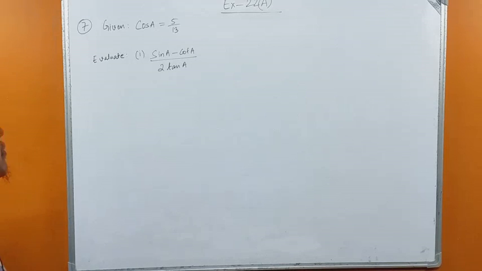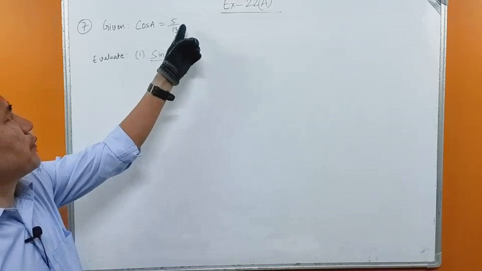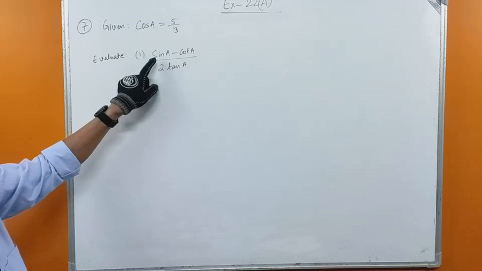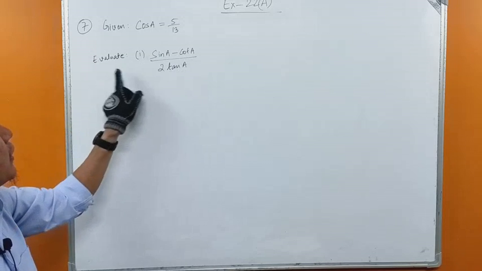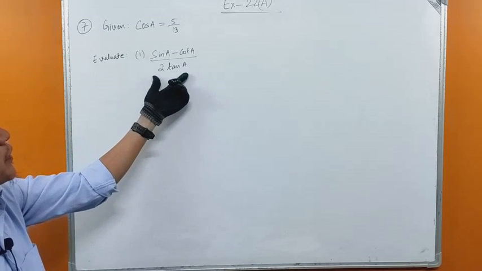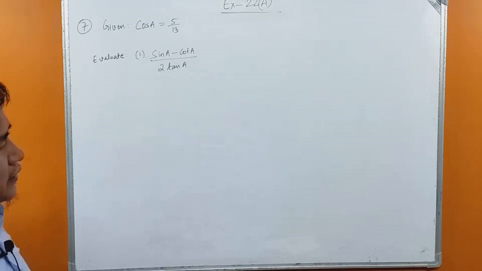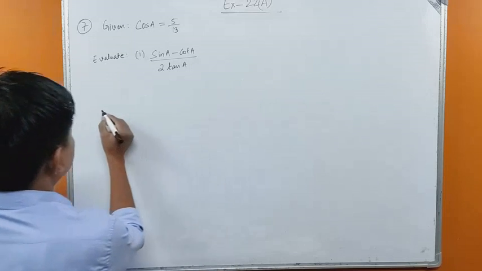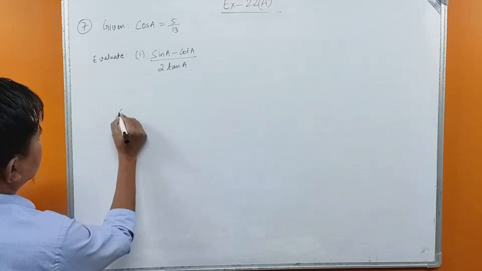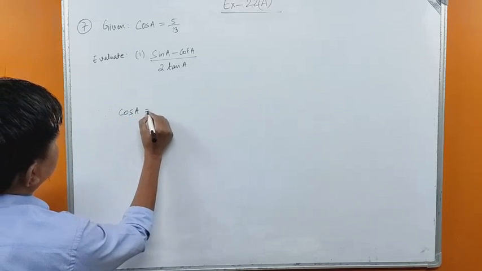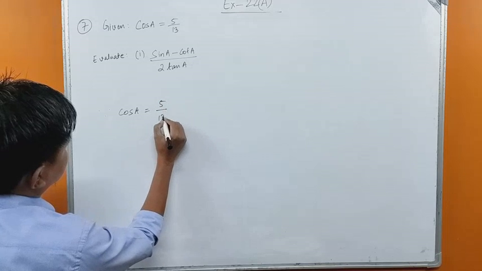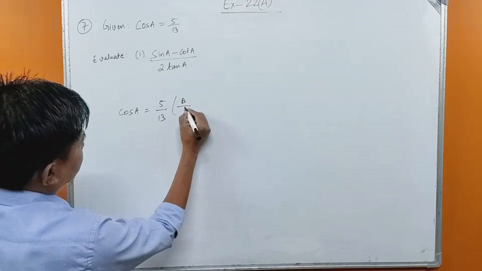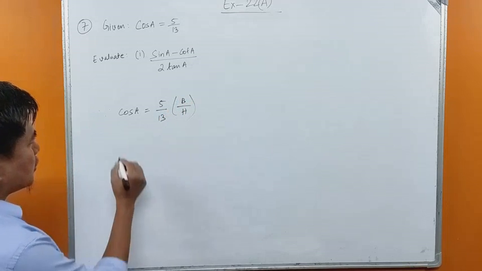Okay, now let us do question number 7. Given cos A is 5 upon 13, question number 1 of 7 is find the value of sin A minus cot A upon 2 tan A. Evaluate means we are asked to find the value of this expression. So cos A is given to us, 5 upon 13, isn't it? Cos A means base upon hypotenuse.